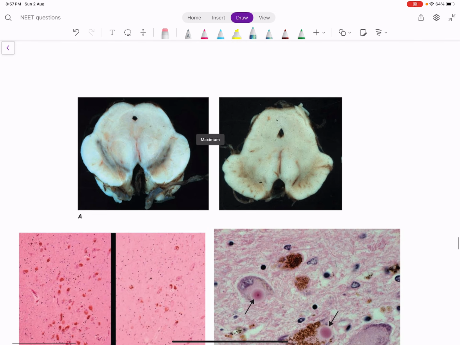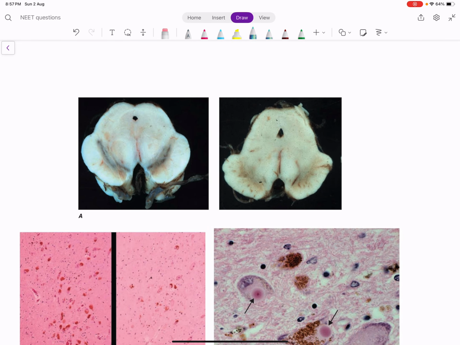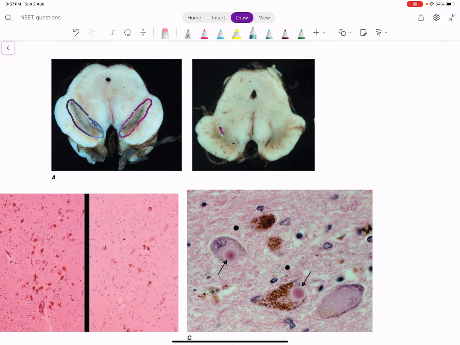This is a pathology. And this is the brain. This is the normal substantia nigra which is black in color, more dopamine. But here the dopamine is reduced.